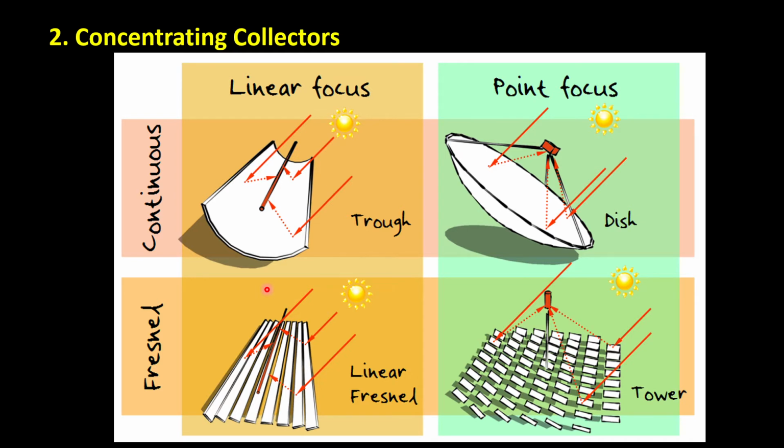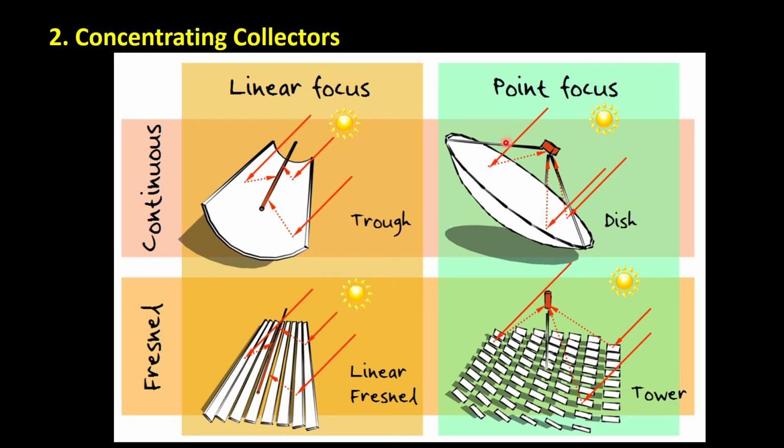Concentrating collectors, as the name indicates, use concentrators or reflectors to concentrate the solar radiation to some point. In this case, we have two types of concentrating collectors: linear focus and point focus. As the name indicates, linear focus collectors have mirrors or reflectors arranged in such a way that they reflect the light back and concentrate the solar radiation onto a line of focus. Especially, it is a parabolic trough shape.